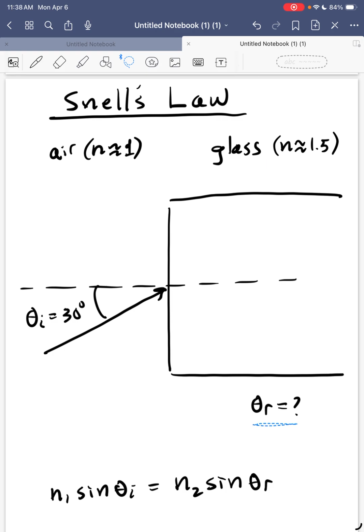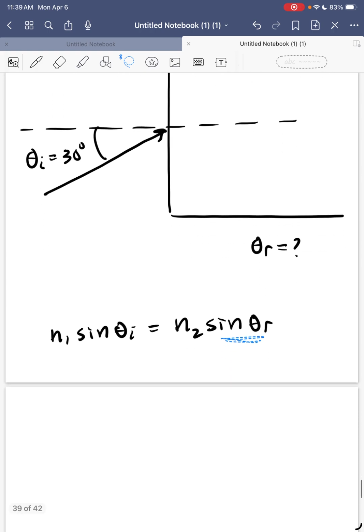What will be the refracted angle? How do we calculate that? We calculate that using Snell's law, which is given here. So this is the index of refraction of the first material, the incident angle. This is the index of refraction of the second material, and the refracted angle. So we're just going to try to work with this here. So let's go ahead and plug these values in.